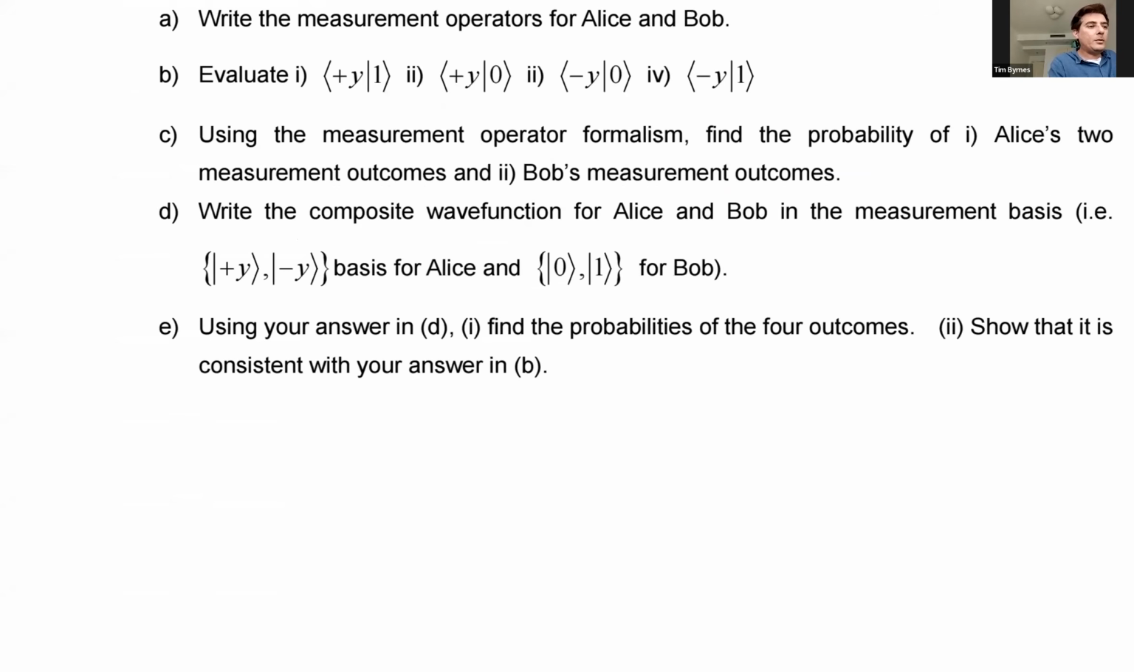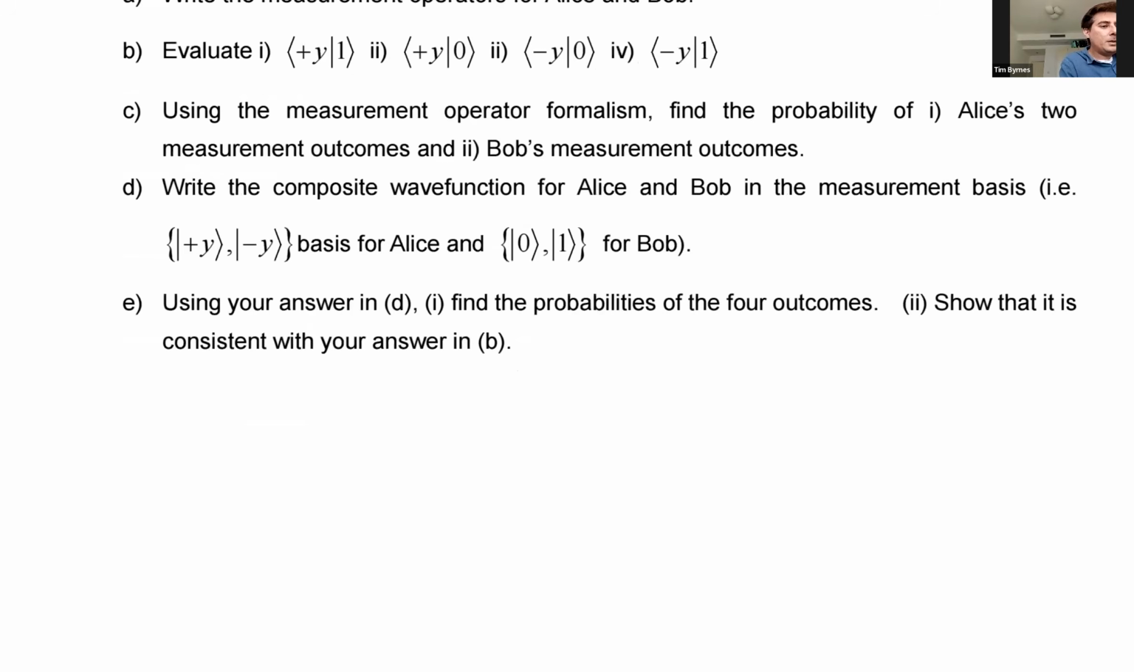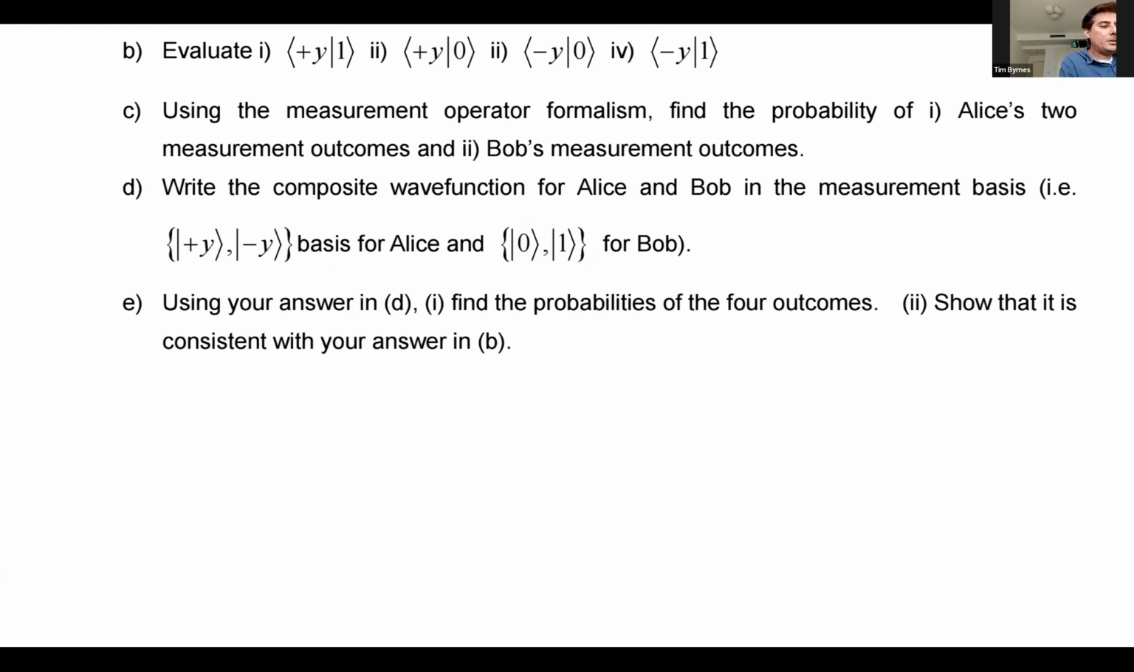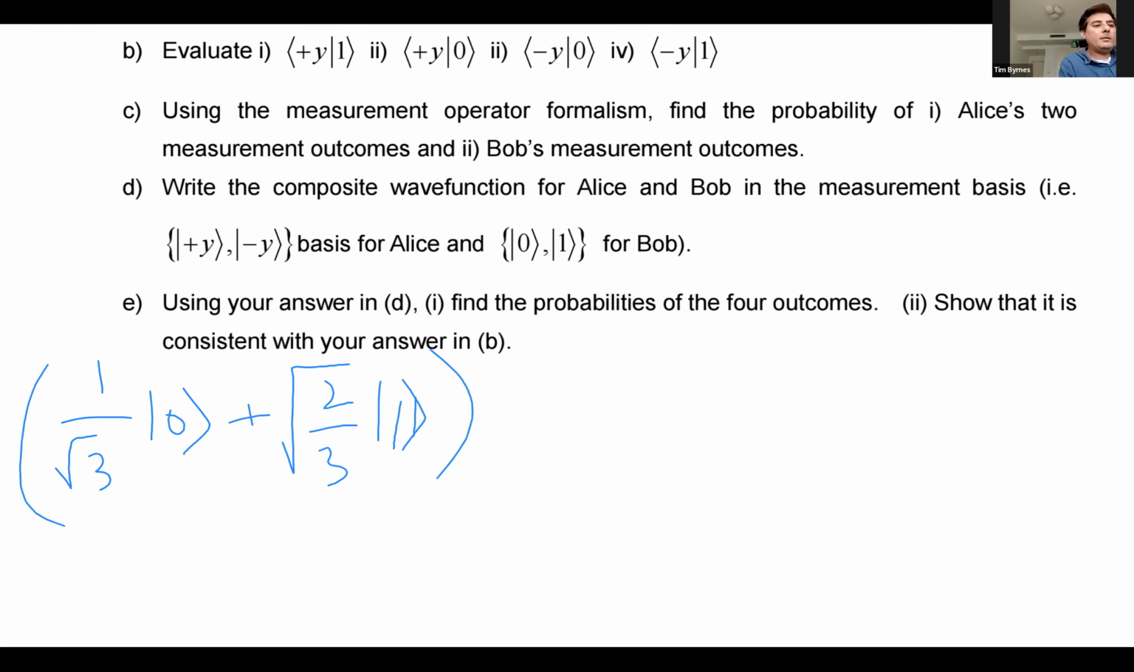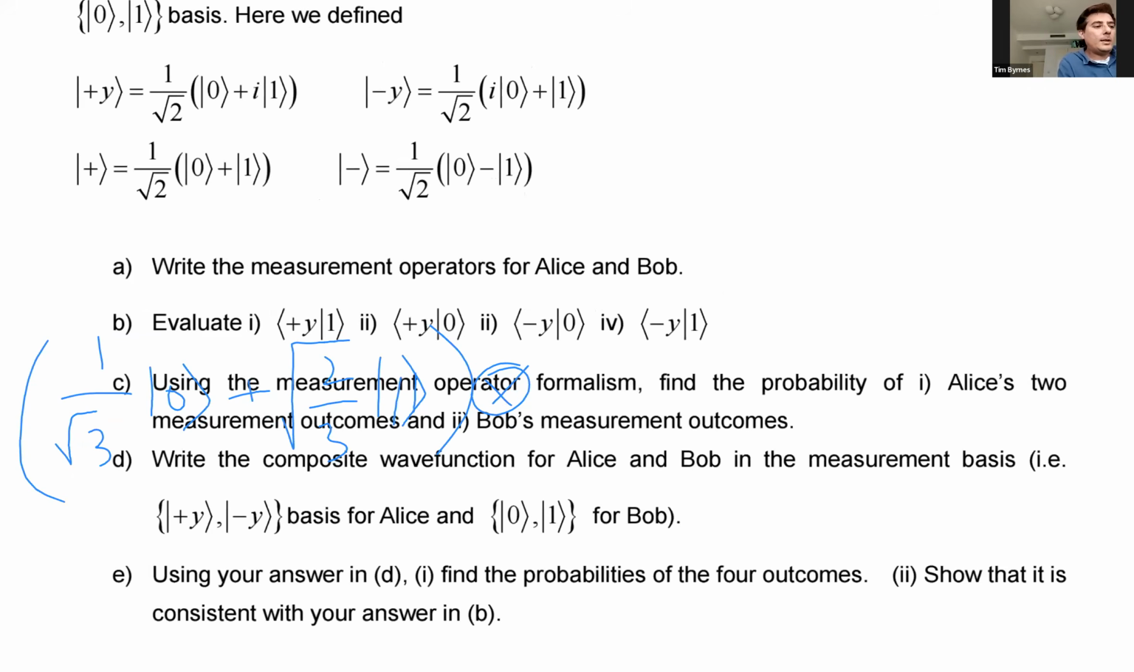So we just have to write down the composite wave function. Alice's wave function was 1/√3 |0⟩ plus √2/√3 |1⟩. And so the composite wave function, if you've got two states, basically just take the tensor product of both of them. And this one was in the minus Y state, right? So that is just this guy up here.